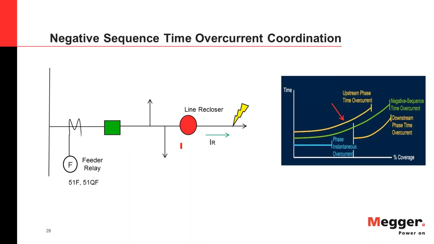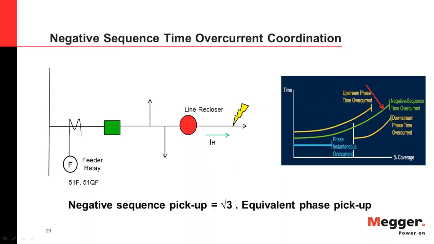Okay, now let's talk about a case where I have a negative sequence time overcurrent giving an open breaker command. Negative sequence time overcurrent, as I said, some of the relay manufacturers are employing the use of negative sequence component for line-to-line faults. Just for your assumption, I'm assuming this as a line-to-line fault. For a line-to-line fault, when you do the fault analysis, you will see that my negative sequence element pickup is √3 times my equivalent phase pickup.